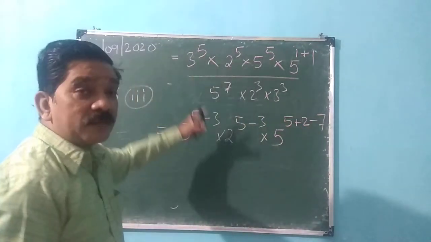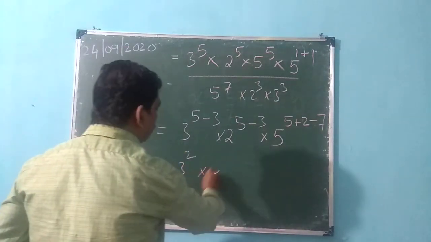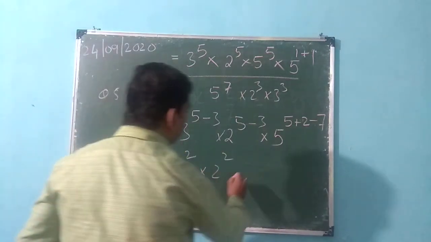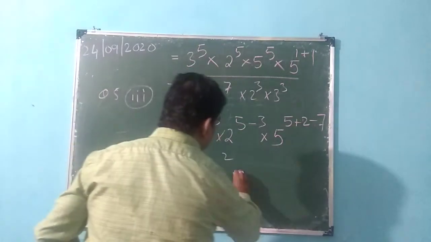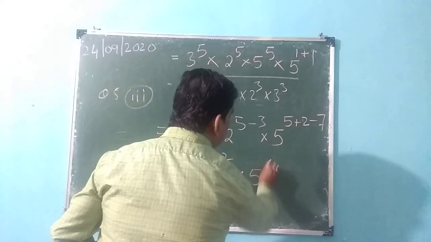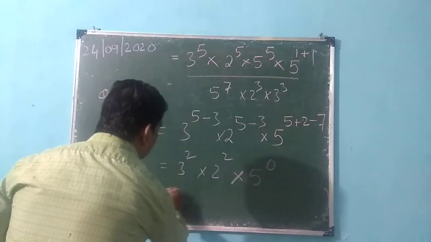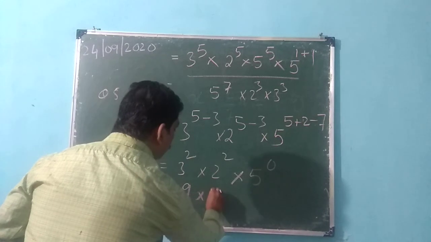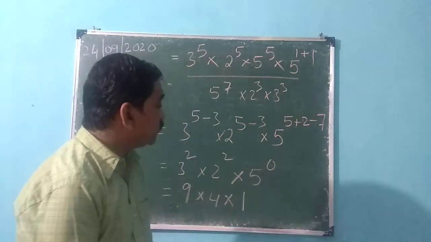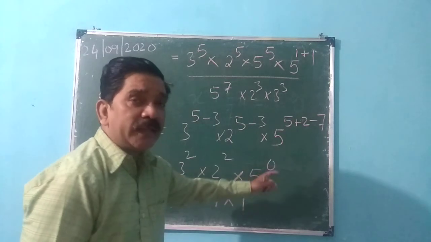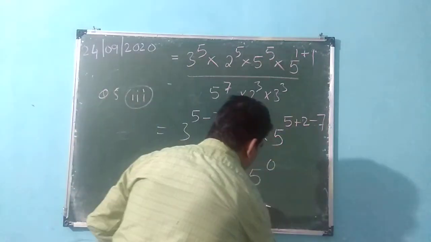See, the number has become so simple. So we will get 3 square, 2 square, here 5 raised to 0, because 5 plus 2 is 7, 7 minus 7 is 0. So you will get 9 into 4 into 1. You know very well what is the value of 5 raised to 0. Any number which is raised to 0 is always 1. So multiply this, you will get the answer.